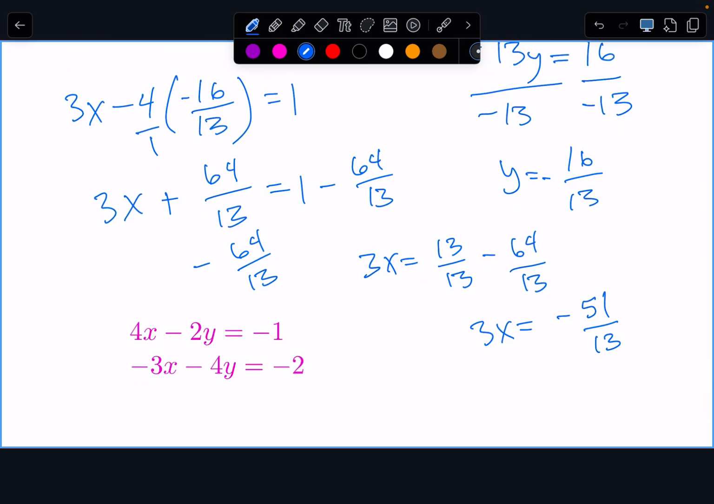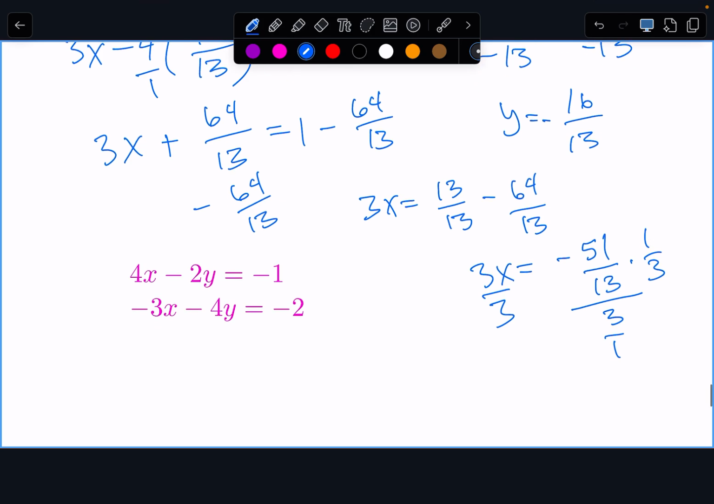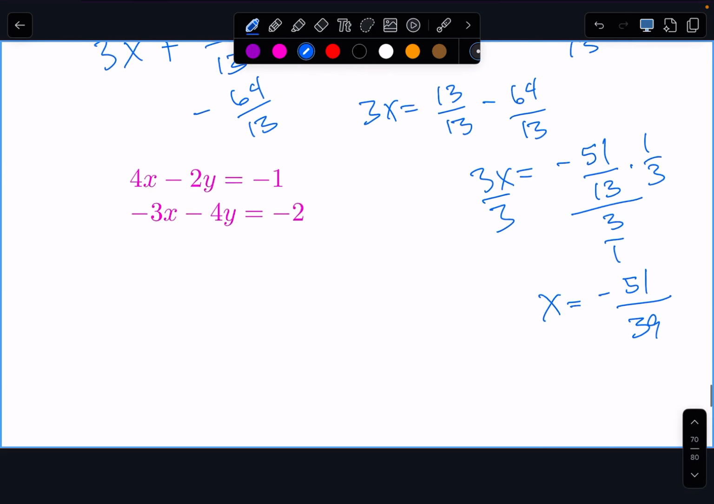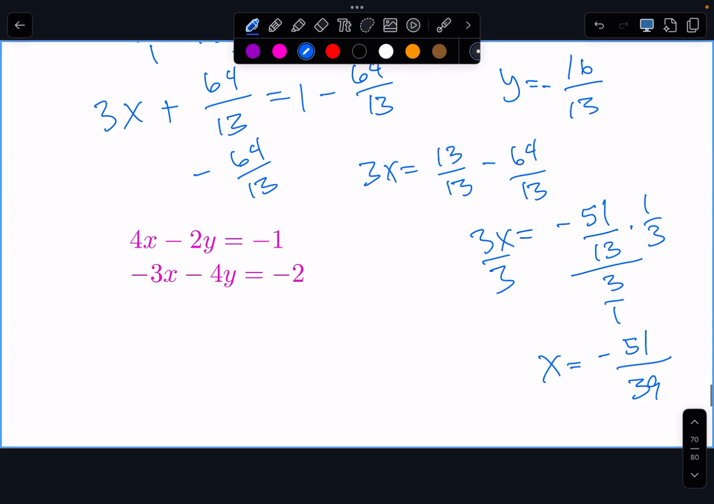So then I divide by 3. So I times that by 1/3. And I get x equals negative 51 over 39. So the answer is horrible.